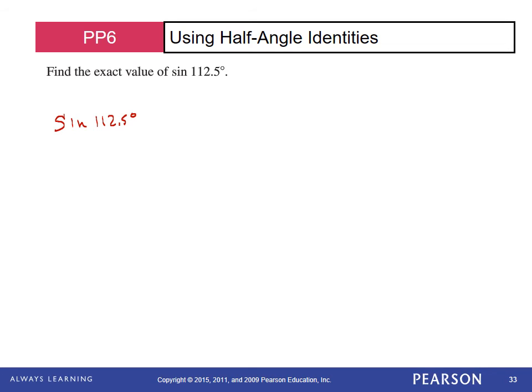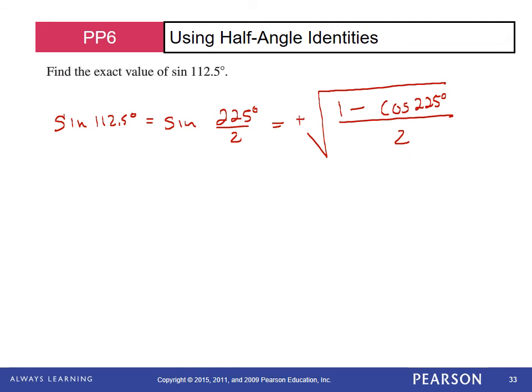Sine of 112.5 degrees really is going to be the sine of 225 degrees divided by 2. And then we're going to think about 112 degrees. That is quadrant 2, and sine value is actually positive in quadrant 2. So we're going to say, okay, this is going to be the positive of, and then here's my half angle formula of cosine 225 degrees. All right, so then now the question is, what is cosine of 225 degrees? Let's start simplifying this out.